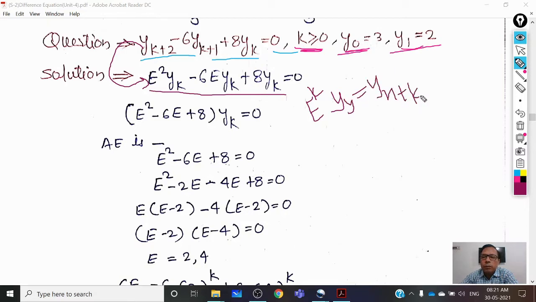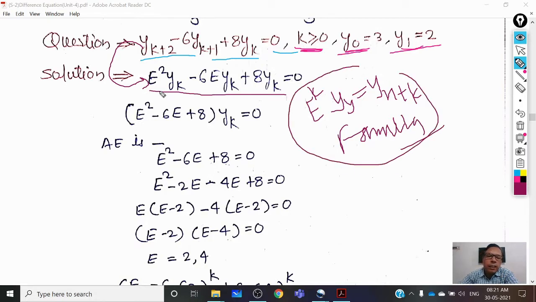By using this formula, our equation can be written as E² y_k − 6E y_k + 8 y_k = 0, or taking y_k common, (E² − 6E + 8) y_k = 0. So the auxiliary equation is E² − 6E + 8 = 0.